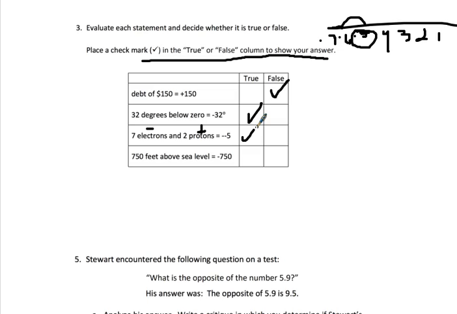750 feet above sea level is negative 750. Remember your vertical number line. If it's above sea level, it's above 0. If it's above 0, it is not a negative. Okay? I have no doubt you got all of those correct.